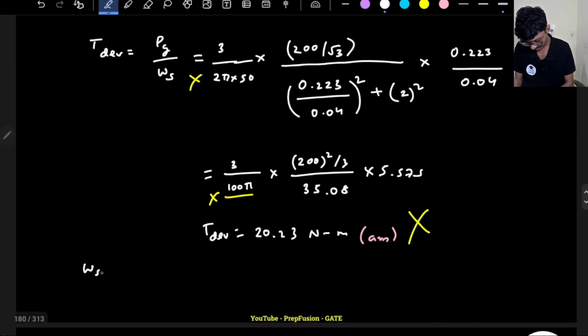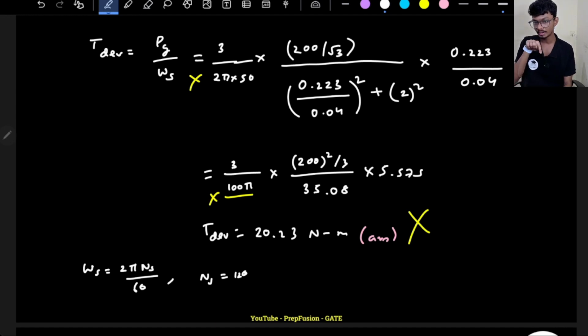So omega s is basically 2 pi Ns divided by 60. What is Ns? Ns is the synchronous speed, that is 120 f by P. So it depends on the poles as well, because omega s is the speed of the rotating magnetic field. If I increase the number of poles, what will happen? If I increase the number of poles, omega s reduces.